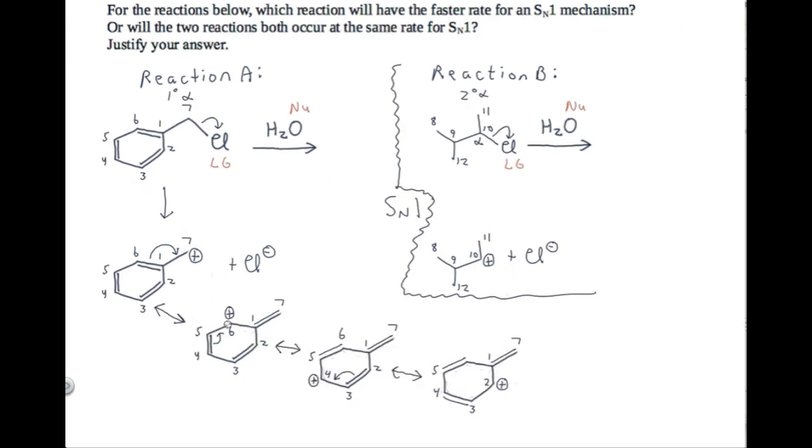Here are all the electron pushing arrows to show all those different resonance structures. Notice that for each electron pushing arrow, the arrowhead is pointing to a bond. Because that's how you draw an electron pushing arrow that shows the formation of a pi bond.